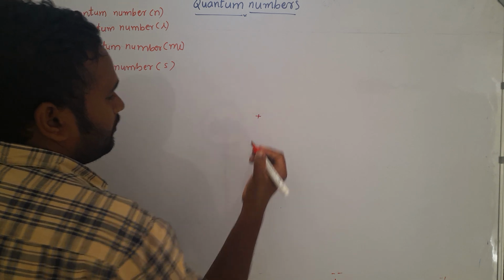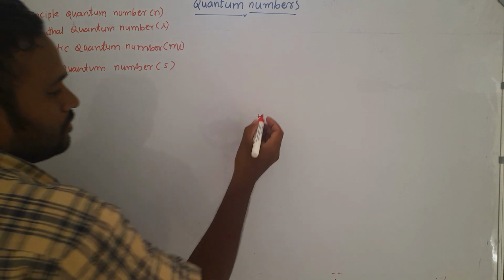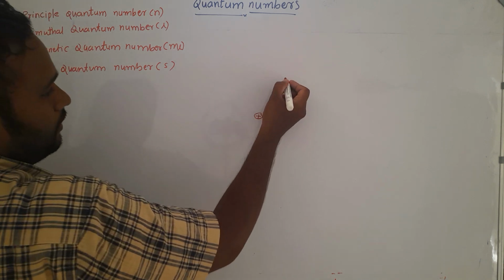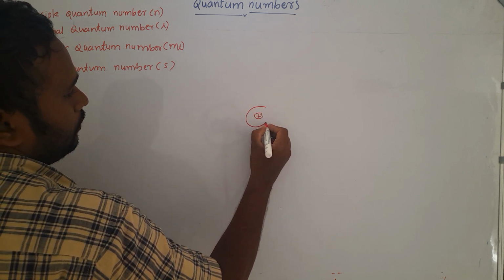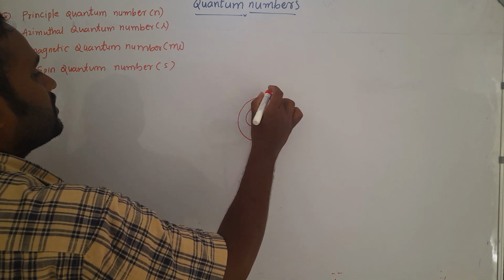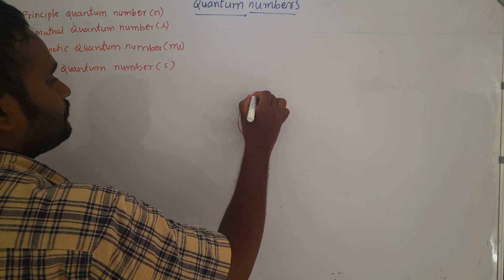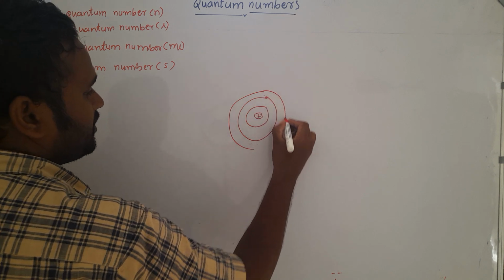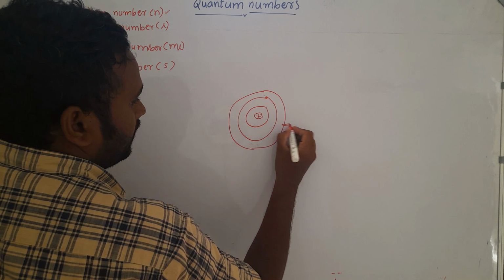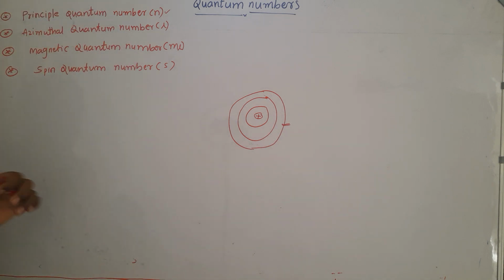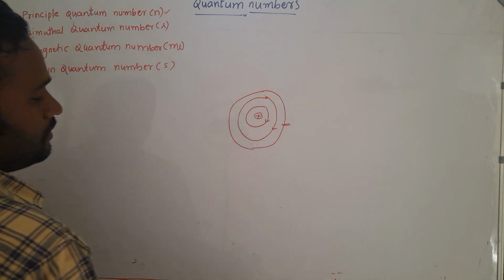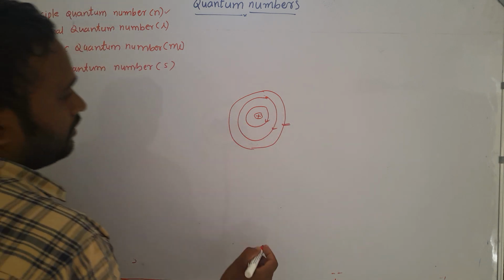From Bohr's atomic model we already know atoms have a spherical shape, in which the nucleus is present and electrons are revolving around the nucleus in fixed orbits. So the principal quantum number gives information about the orbit in which the electron is present, which means in which shell the electron is present. And then after that, the azimuthal quantum number.